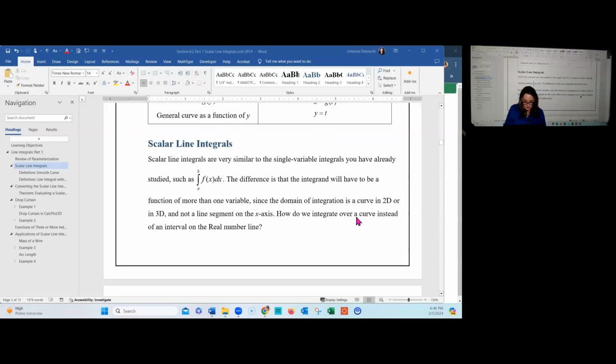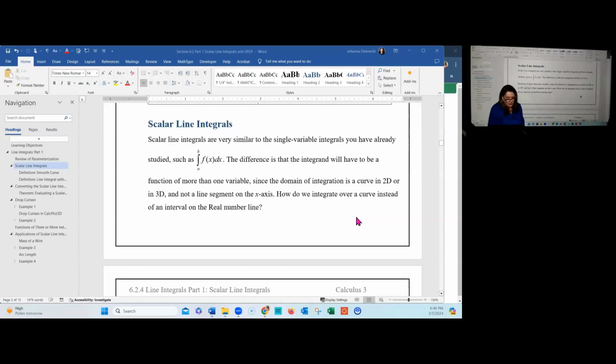In order to continue and find out what a scalar line integral is, we're going to have to make some more definitions. Let's go ahead and start talking about what a scalar line integral is. First off, they're very similar to the definite integral for a single variable function that you've already seen in Calculus 1. The difference this time is that the integrand will have to be a function of more than one variable, either a function of two variables when the domain of the integration is a curve in the xy plane, or a function of three variables where the domain is a curve in three-dimensional space, like a helix.